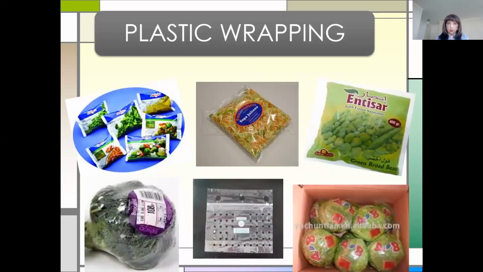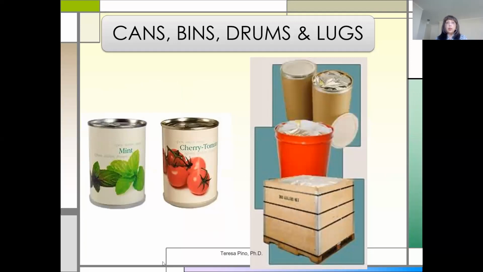Let me see if I skip something here. Cans, bins, drums, and lugs. Okay. Remember that cans, depending if it is British English, is going to be tins, T-I-N-S, tins, or cans if it's American. Bins, these are made of cardboard or plastic, okay?